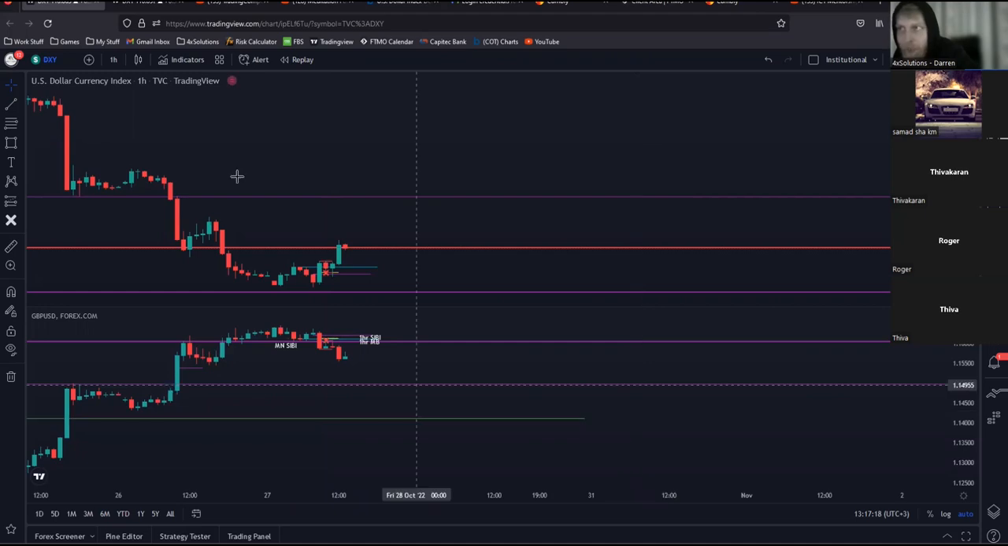Quickly, how do I remove all of these markings on my chart here without deleting them? Anyone? Is it this thing? Delete button. Yeah.